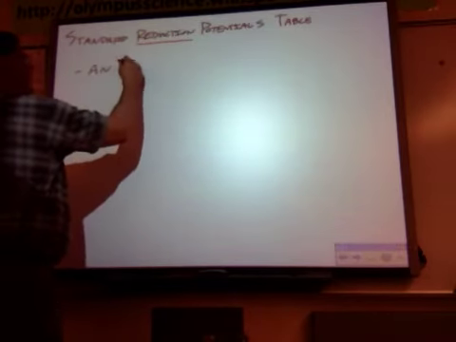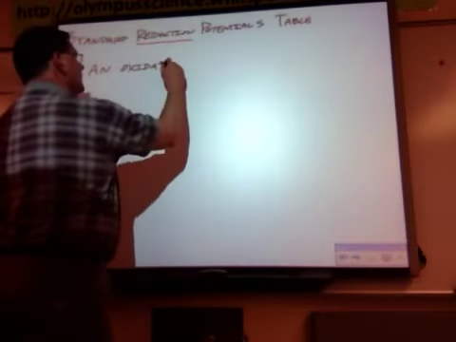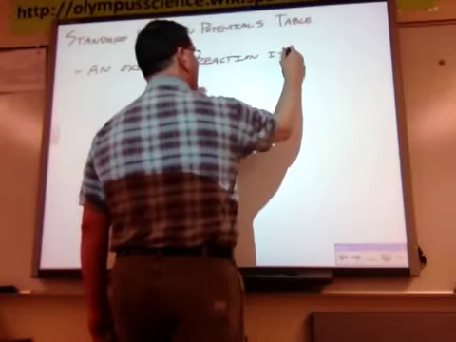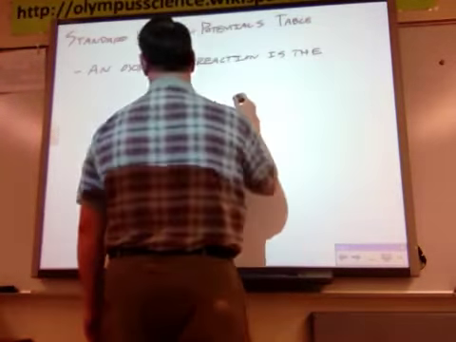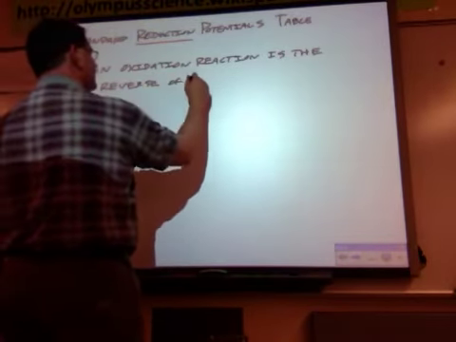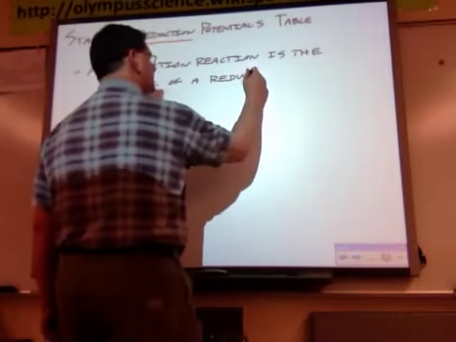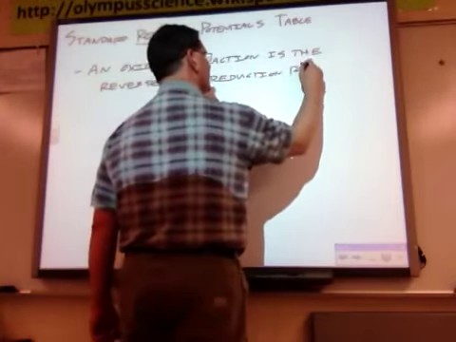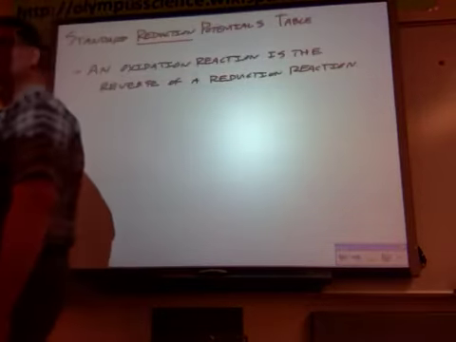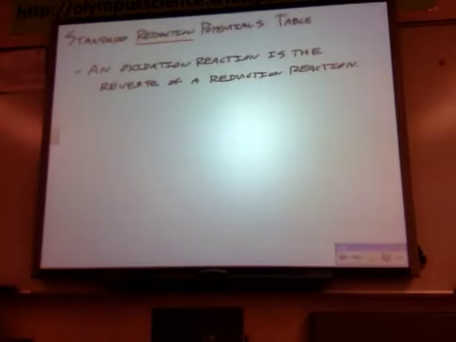first of all, an oxidation reaction is the reverse of a reduction reaction. So what you can do, find one of these that is the opposite of what your thing says it should be, and just turn it around.